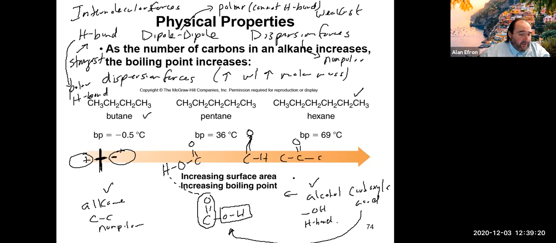So, for example, at the boiling point, that bond would have to be broken to allow this guy to go off into the gas phase, and this guy to go off into the gas phase. The weaker that attraction is, the less energy is needed to do that, and the lower the boiling point would be. The stronger that attractive force is, the more energy would be needed, and the higher the boiling point would be. Any questions on that?